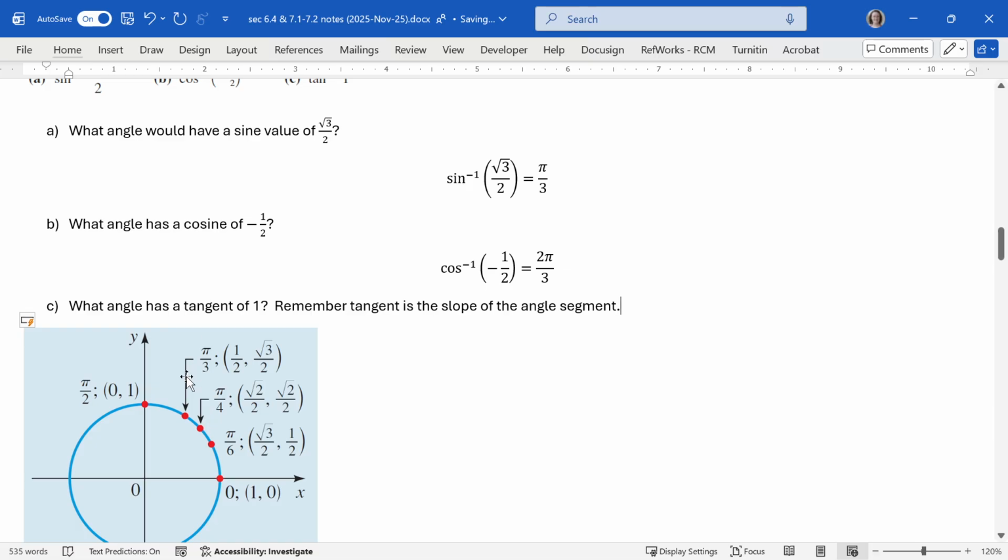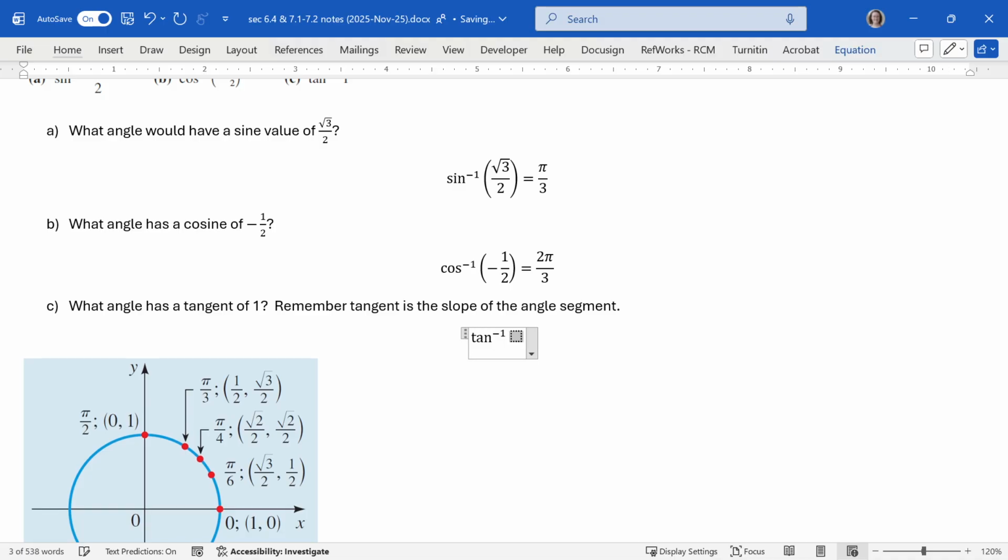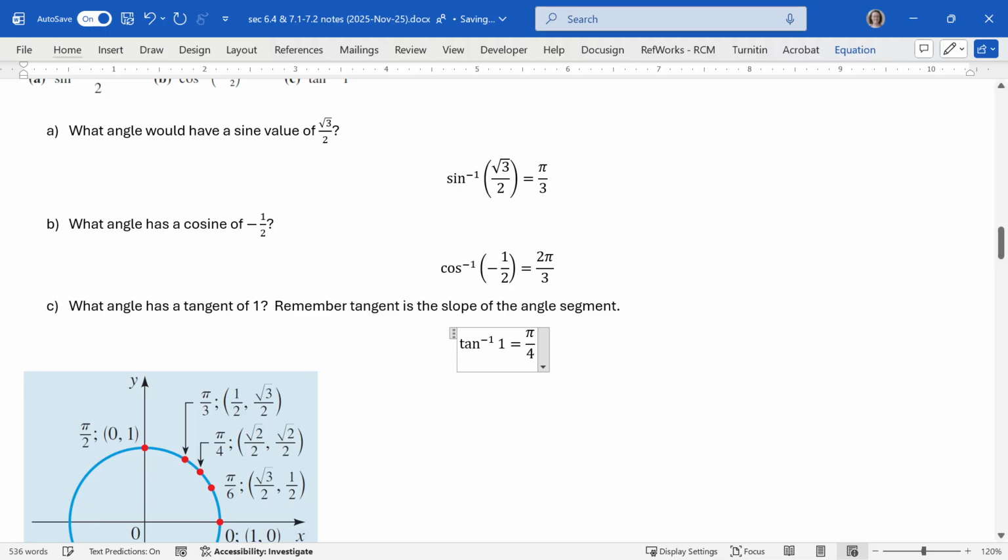So a slope of 1 means it's going to be at a 45-degree angle like this. Okay, so that is going to be pi fourths. And if you look at the sine and cosine values here, you can see sine over cosine here are the same. So when I divide sine over cosine, I'm going to get 1. Okay, so this answer, tangent inverse of 1 is pi over 4.